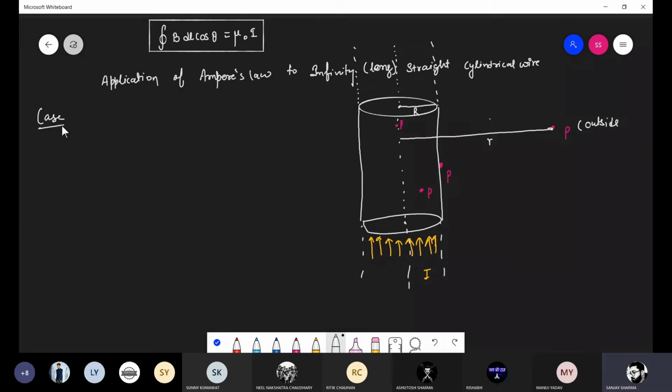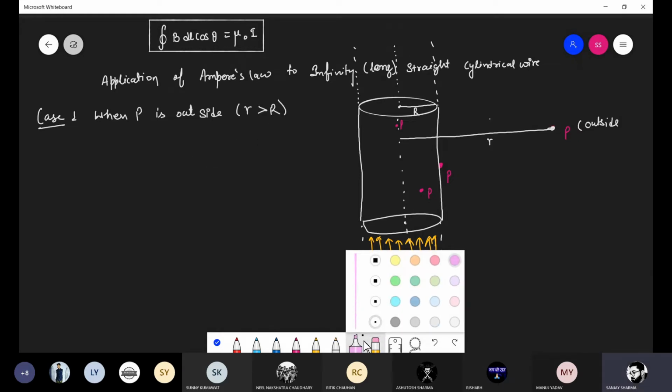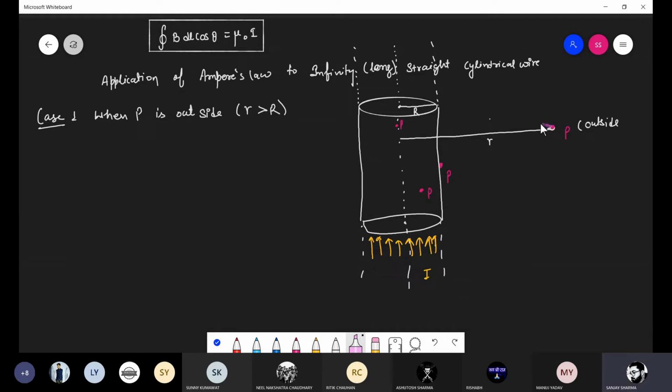So case number one, when P is outside. When P is outside, then r distance is greater than the radius of the wire. So for the Amperian loop, we have to make a loop with the radius small r. ठीक है, एक Amperian loop बनाना होगा जो कि स्मॉल r रेडियस का होगा. And everywhere from the axis of the wire the distance of the loop is the same, that is small r. So the magnetic field over this loop is constant everywhere.